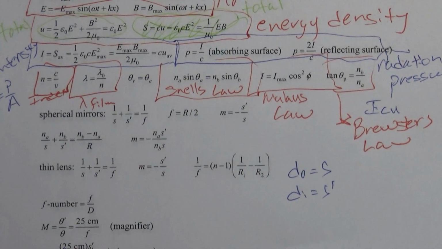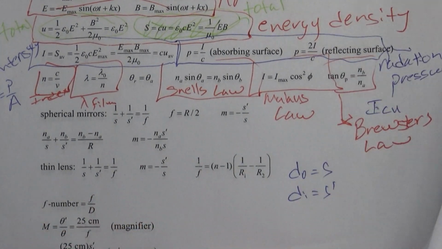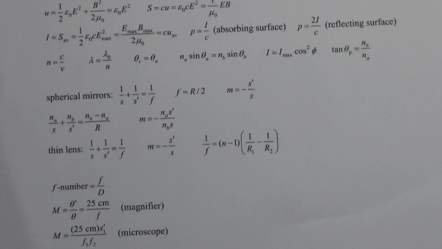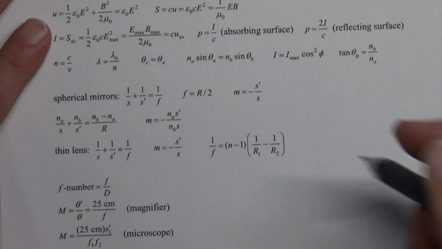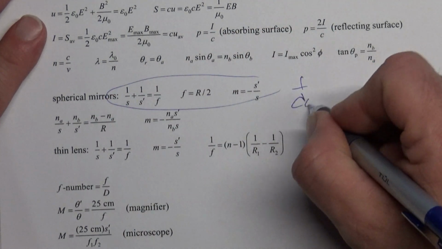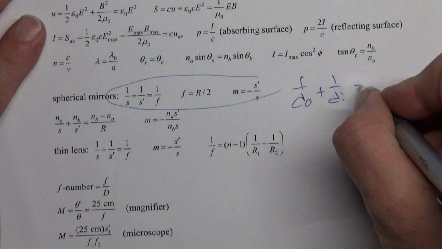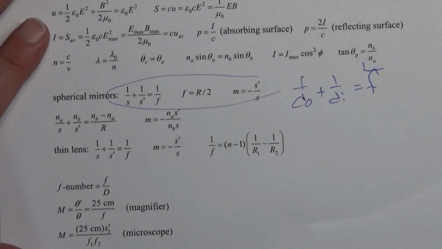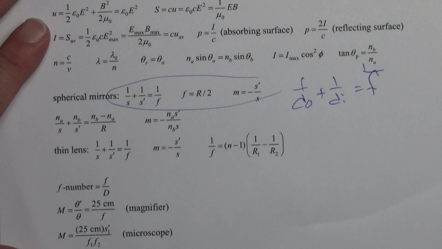Okay? In other words, if I do that, then this section of equations, and I'm going to go to a fresh page because that one got pretty written up on. This right here ends up being different. It's 1 over DO plus 1 over DI equals 1 over F. And I like that better because the O and the I tell me an object and image.